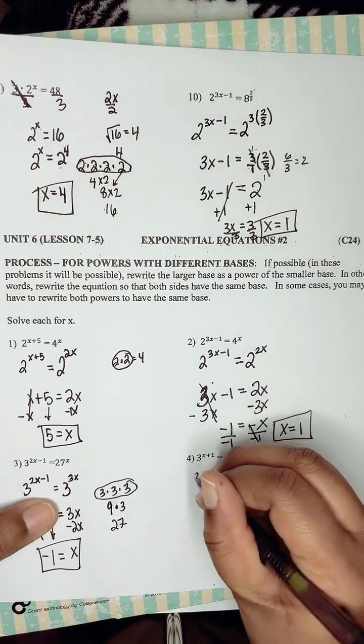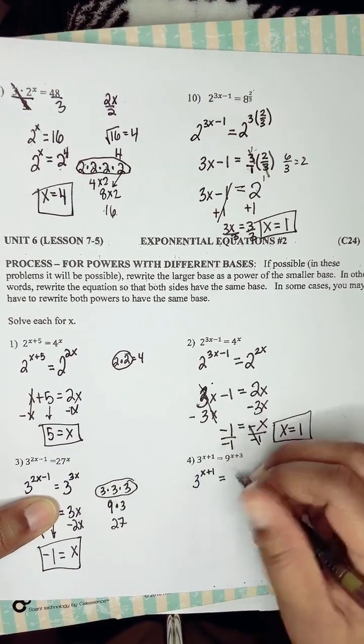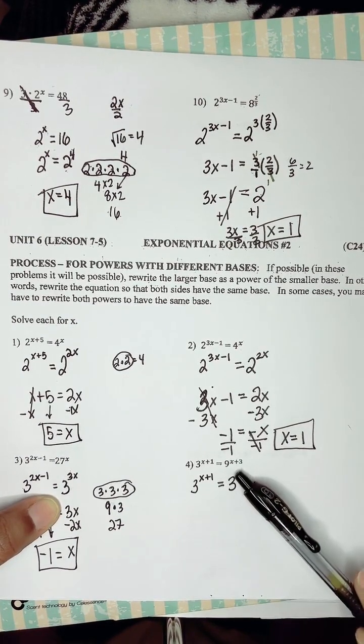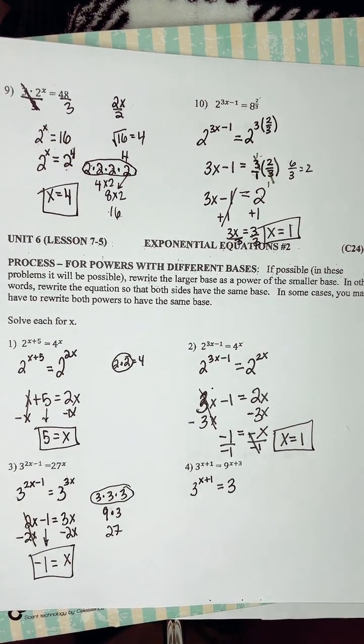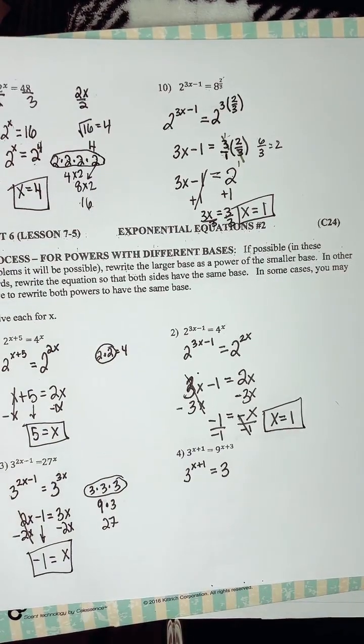Okay, so now we have 3x plus 1 equals 3 to the what power here? What am I putting up here if I want to get to 9? How many 3s does it take to get to 9?